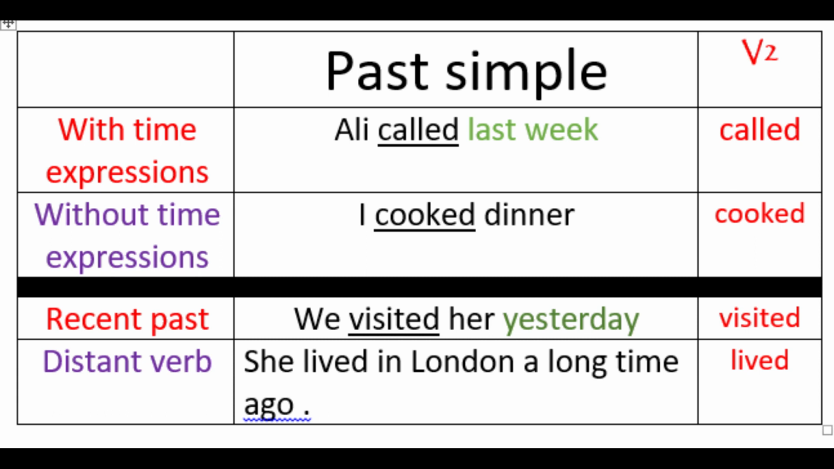Next, we can use the past simple tense to talk about the recent past or the distant past. What do I mean by that? The recent past means something happened a short time ago, and the distant past means something happened a long time ago. Let's look at some examples. We visited her yesterday. Yesterday is not a very long time ago, so we could use it with the past simple. We could also use the past simple to talk about something that happened a long time ago. She lived in London a long time ago. Alright, our past verb here is lived.